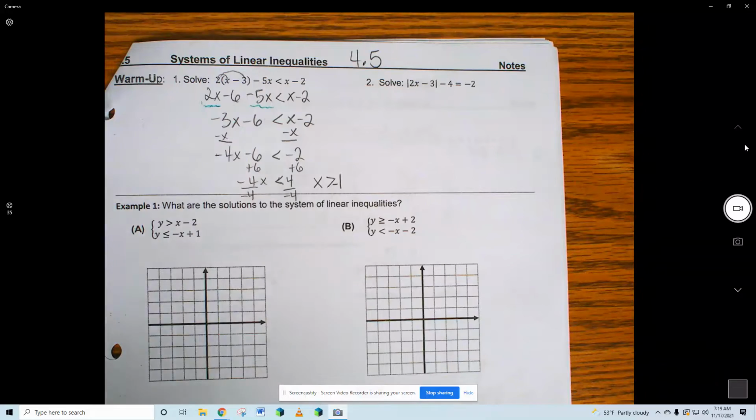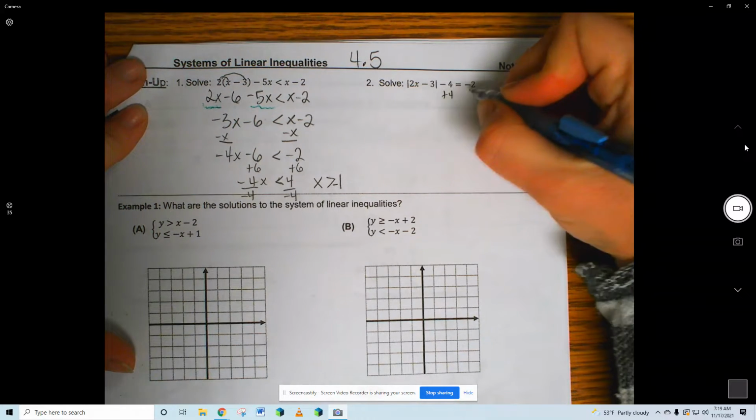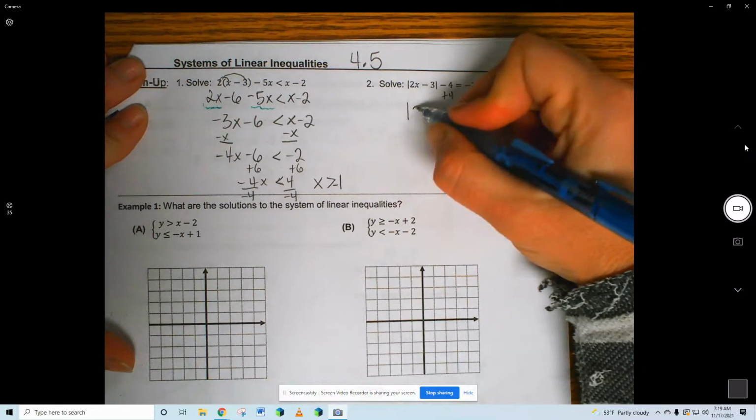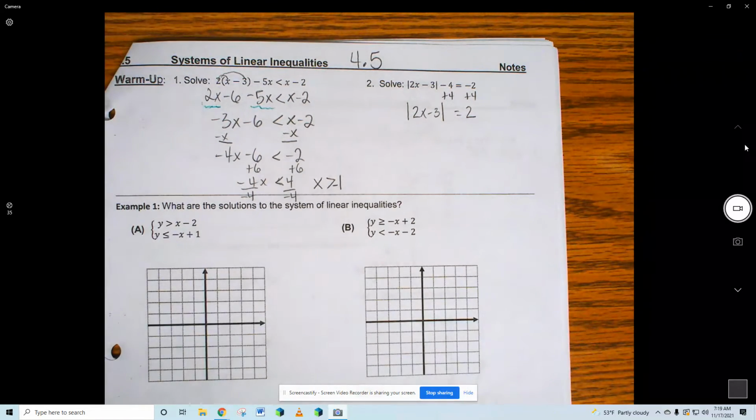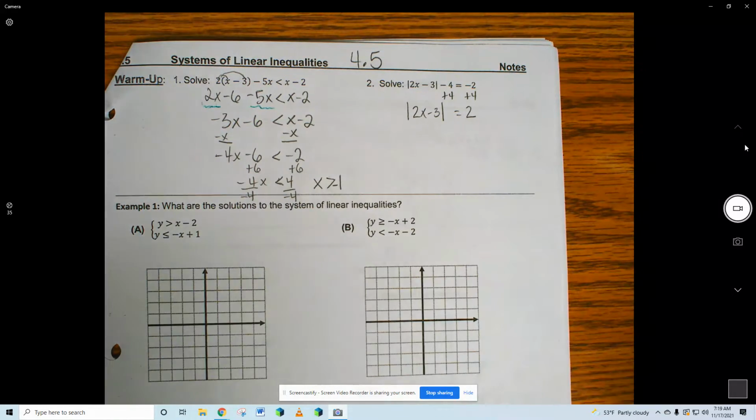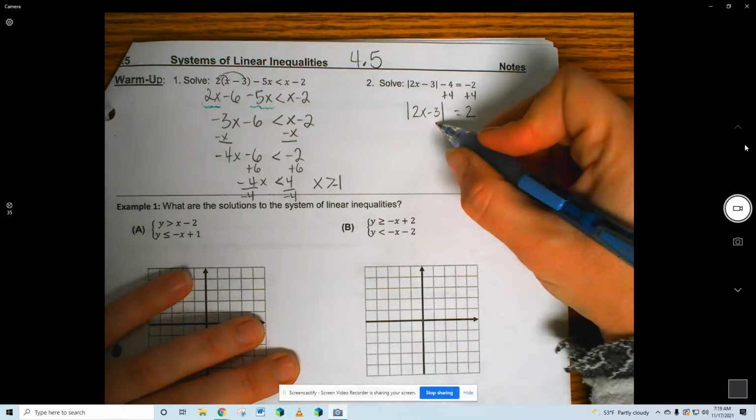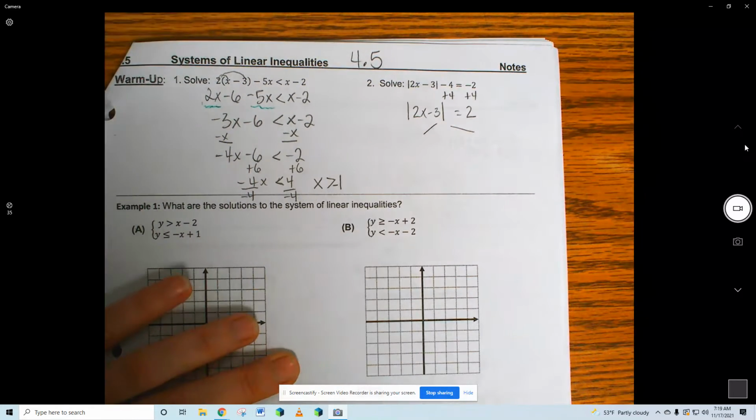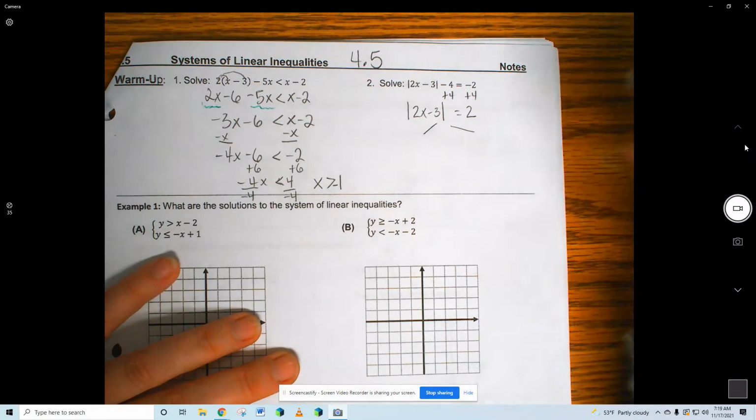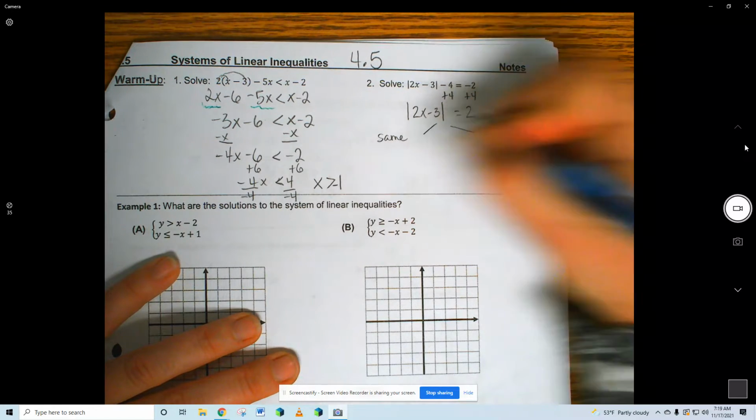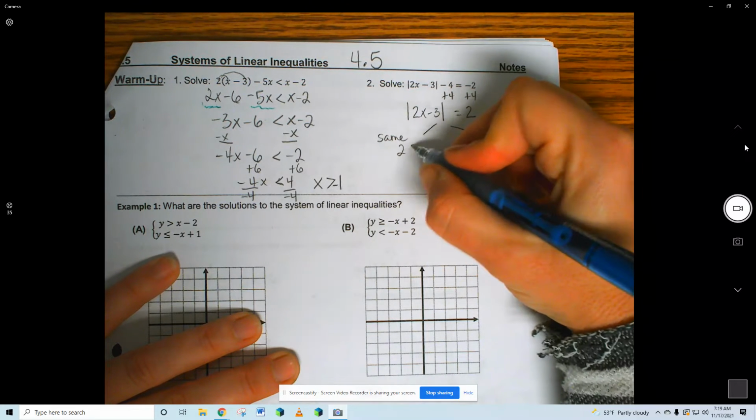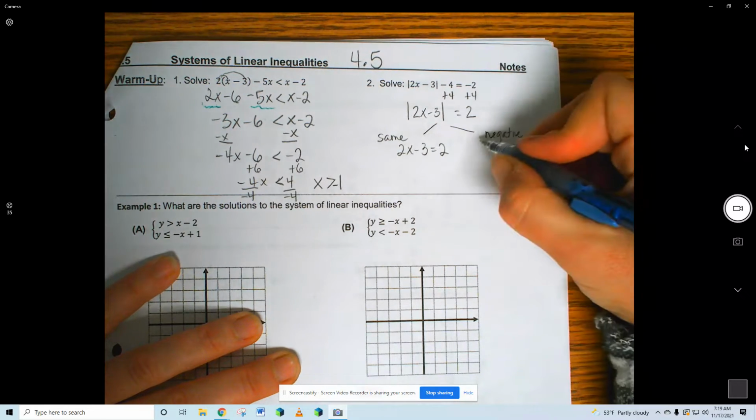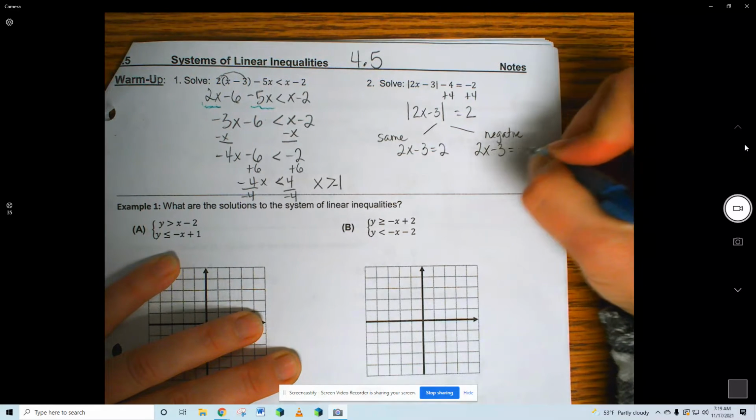Ryan, add 4. So I'm isolating my absolute value, and good thing on the right-hand side, it's a positive number. If it were a negative number, I would have to say that this can't be solved. But since it's a whole positive 2, I'm going to split my absolute value. The left side stays the same, and the right side is negative after the equal sign. 2x minus 3 equals 2. 2x minus 3 equals negative 2.